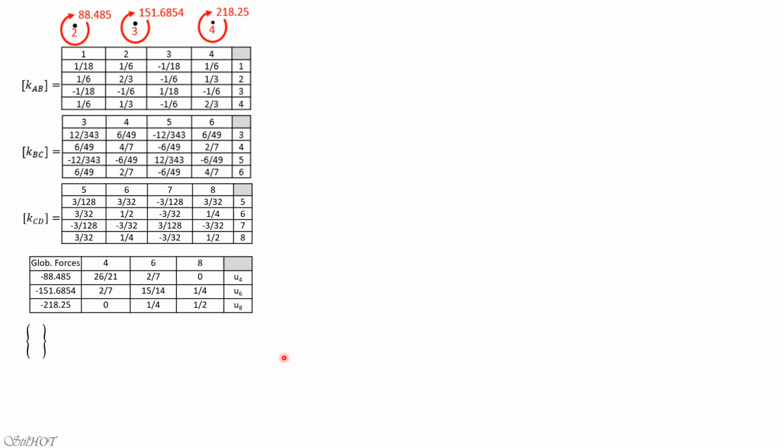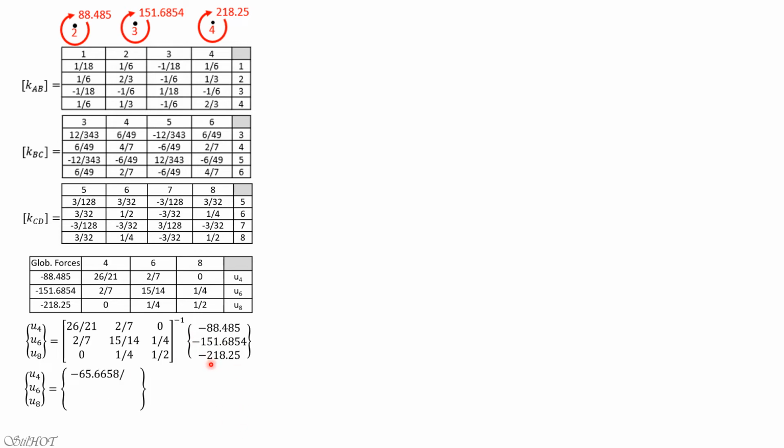That's 1/2. U4, U6, U8, therefore, is the inverse of this 3 by 3 matrix times this force matrix here. It can be easily computed using your calculator. So negative 88.485 over EI. Sorry, these are the forces. So inverse of this 3 by 3 times this force matrix. So negative 65.6658 over EI. Negative 25.1459 over EI. Negative 423.9271 over EI.